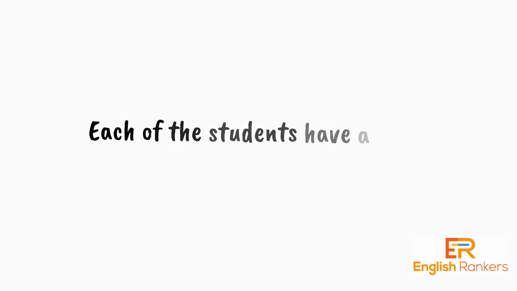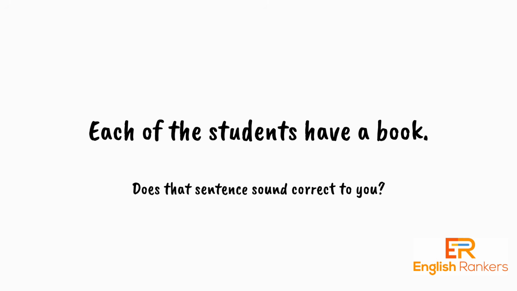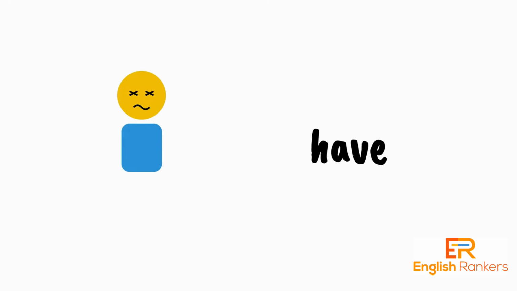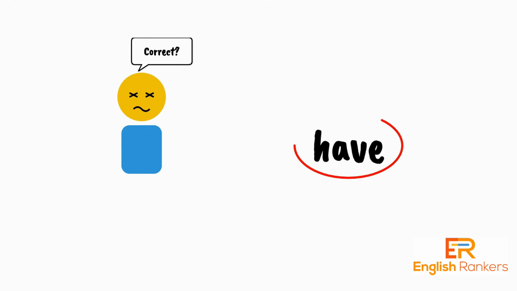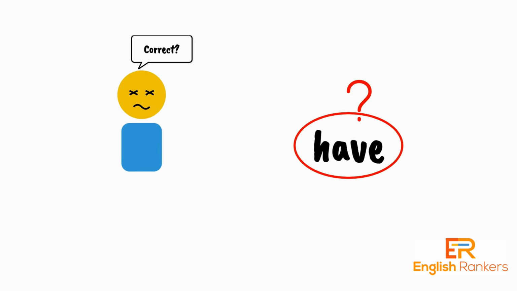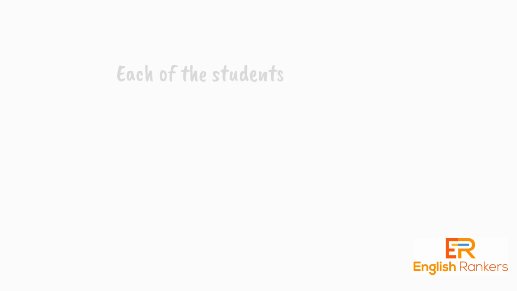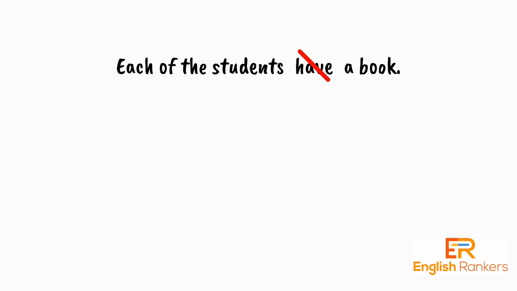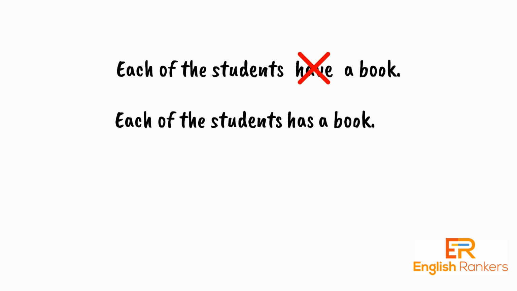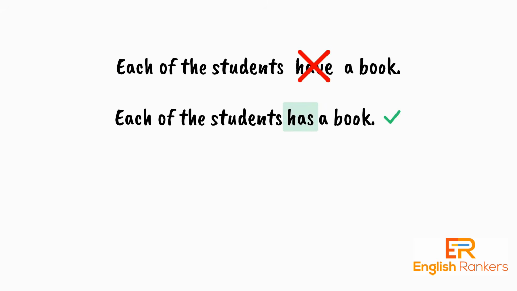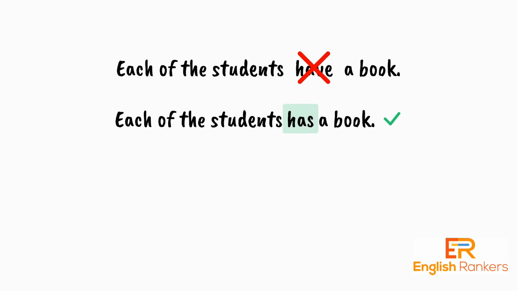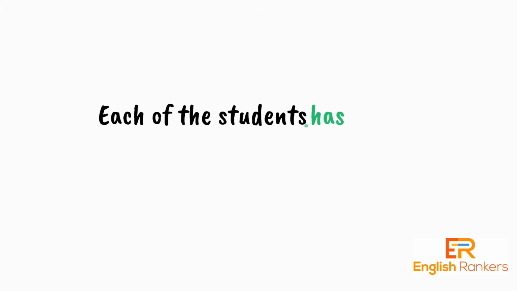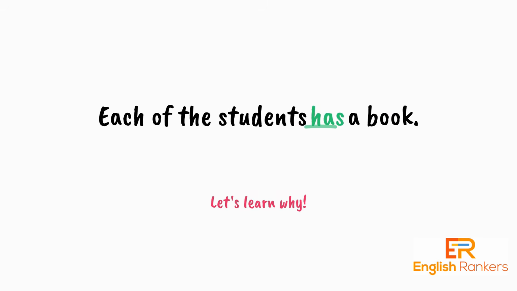Each of the students have a book. Does that sentence sound correct to you? If you said yes, you just made one of the most common grammar mistakes in English. The correct sentence is, each of the students has a book, not have. Has. And if you do not understand why, do not worry. That is exactly what this lesson is about.